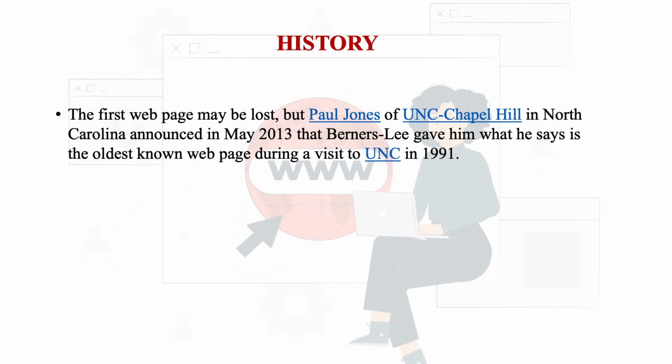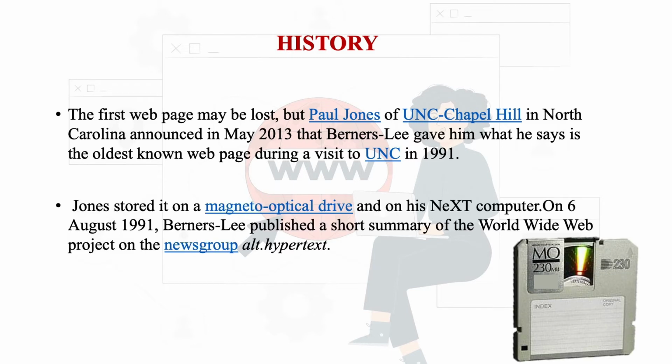The first web page may be lost, but Paul Jones of UNC Chapel Hill in North Carolina announced in May 2013 that Berners-Lee gave him what he says is the oldest known web page during a visit to UNC in 1991. Jones stored it on a magneto-optical drive and on his NeXT computer.